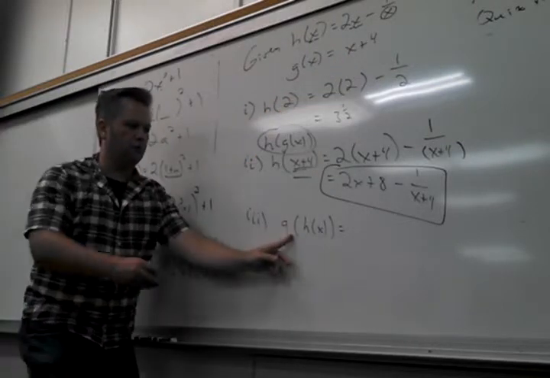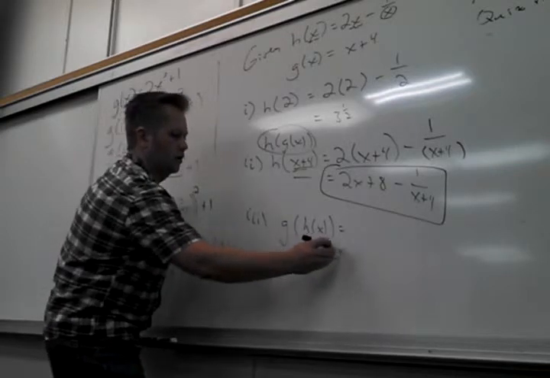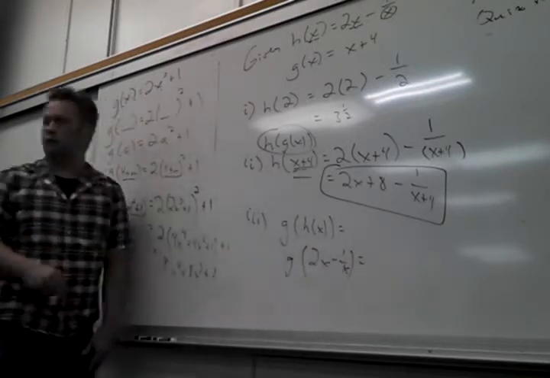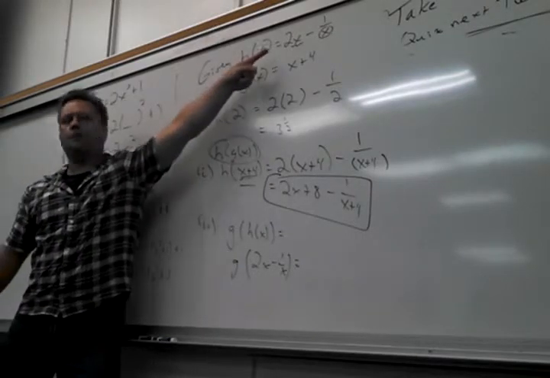So what am I putting inside of it? 2x minus 1 over x plus 4. What am I putting into it? H. And what is h of x? That mess, right?